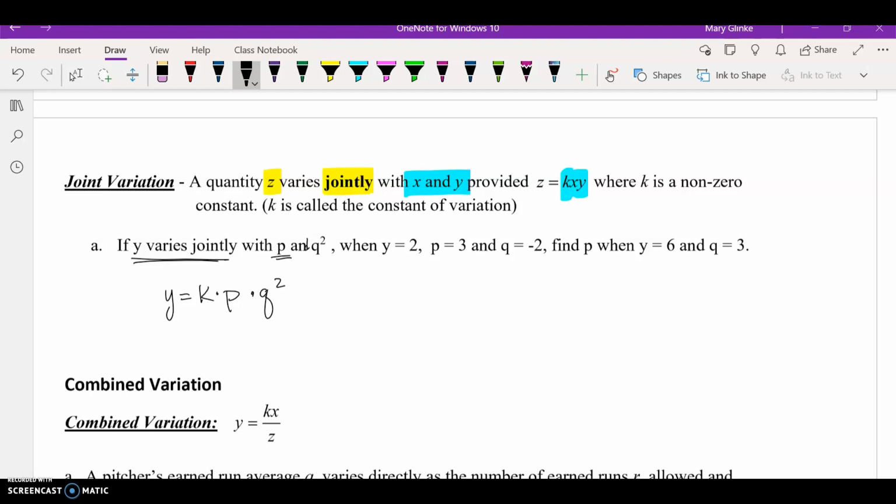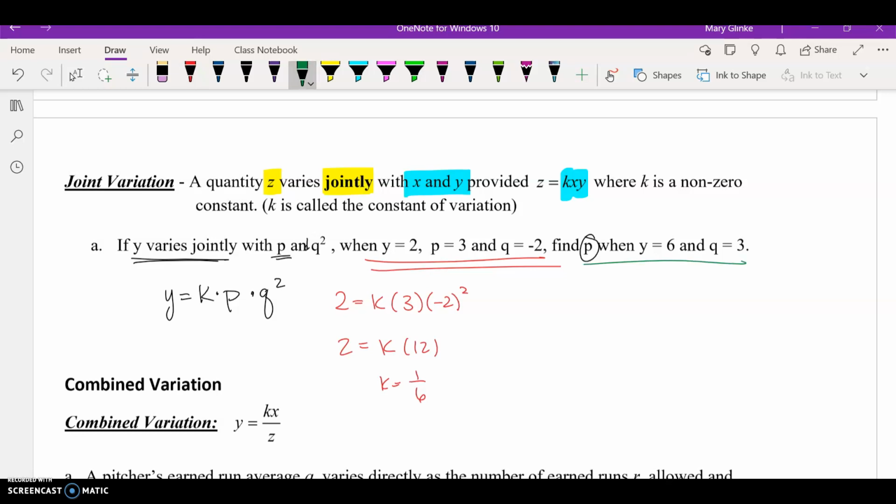So now we have all of this. We want to find P overall. So what we're going to do is we're going to divide this up. All of this first information goes together. So we're going to plug in Y, P, and Q. And we're going to solve for K. Then we're going to use that value of K to answer this question.